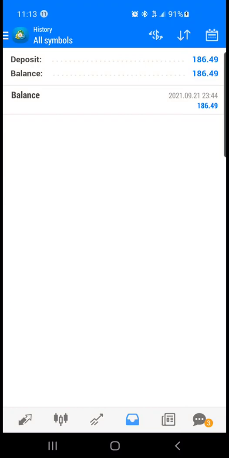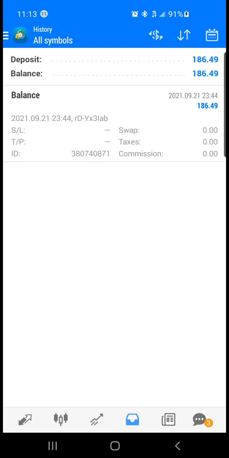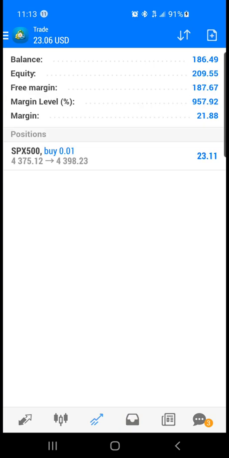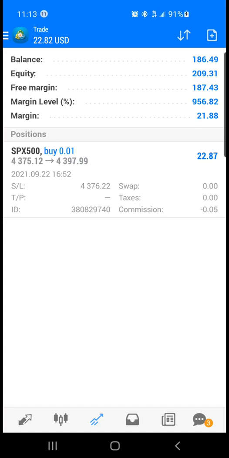Update: I am going to be growing the small account for you guys, and I'm going to show you how I would do it. As you see here, yesterday I deposited $186.49 into this account. We currently have an S&P 500 trade, 10-cent long.